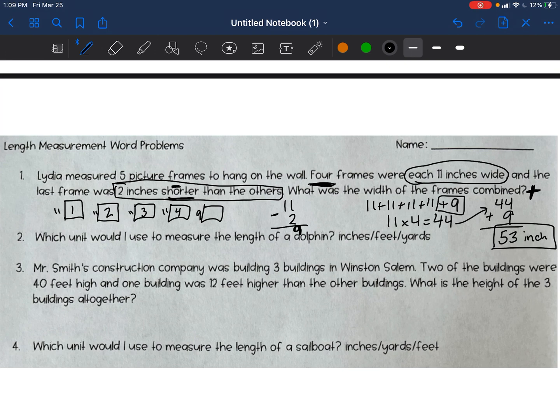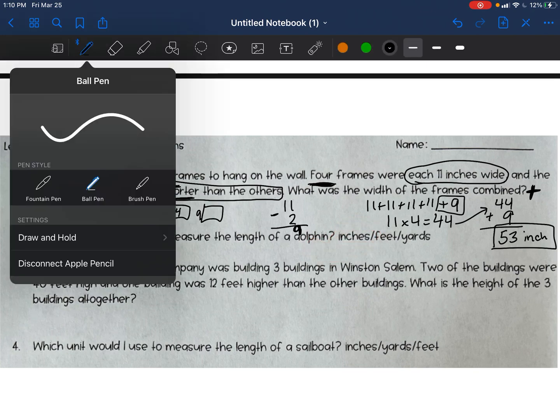All right, the next one, number 2. And if you need to pause it, make sure you pause it to catch up. Which unit would I use to measure the length of a dolphin? All right, so think about a dolphin. Would you want to use inches, feet, or yards? Inches, feet, or yards? Well, let's think about it. Inches, would that be too small to measure a dolphin? Or would that be too big to measure a dolphin? Or would that be just right?